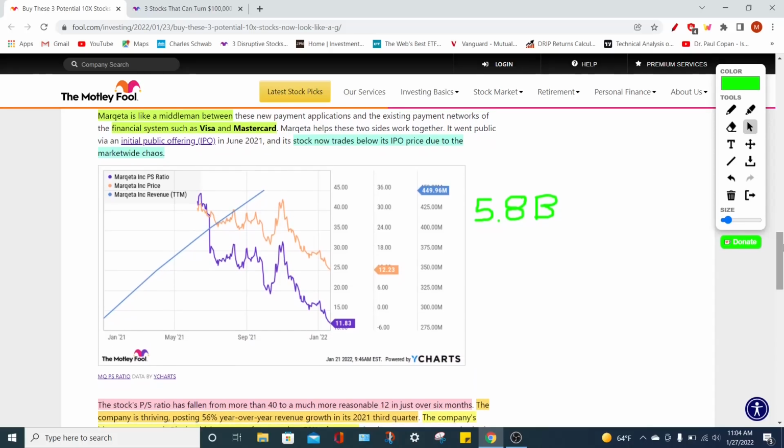If we go down here to the stock price, we can see that Marqeta IPO'd, and then ever since their IPO, or initial public offering, the stock price that's in orange has absolutely plummeted.